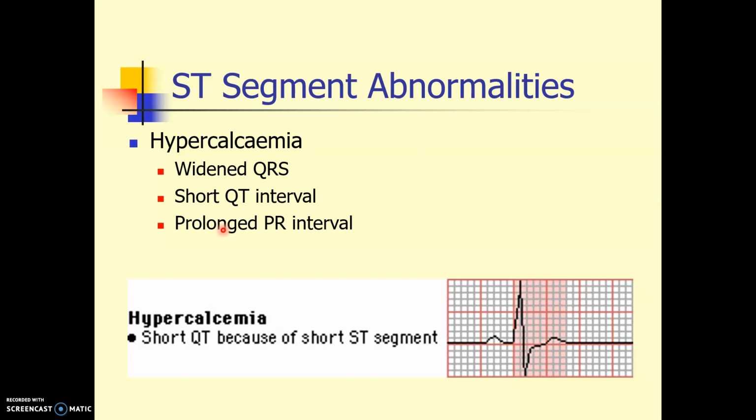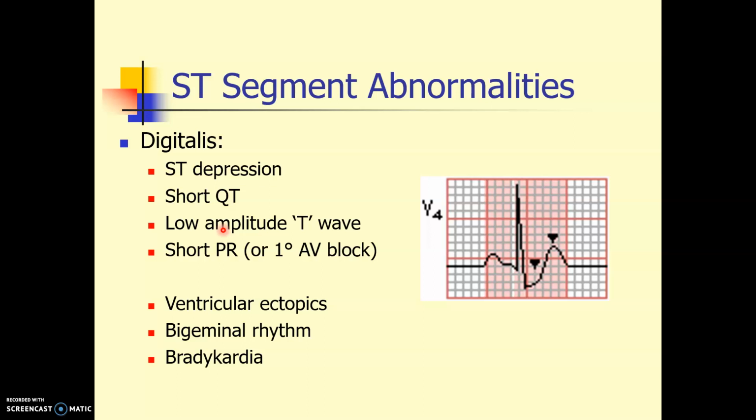We're now going to proceed to talk a little bit about the changes seen with some drugs. Let's start with digitalis. So digoxin toxicity is still something that we fairly commonly see because we do have patients with atrial fibrillation who are being controlled on digoxin. And some of the changes we see are ST segment depression, upsloping ST segment depression, a shortening of the QT interval, low amplitude T waves, and a shortened PR interval.